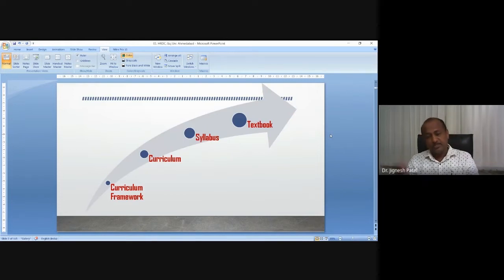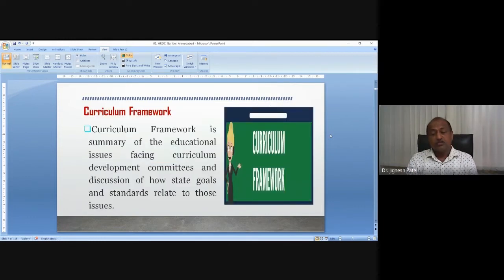We can see in the chart that the curriculum framework is at the base. On the basis of this curriculum framework, the curriculum is drawn. After drawing the curriculum, the syllabus is there, and at the top, the textbook is there. Now, what do these four words depict? First of all, the curriculum framework.